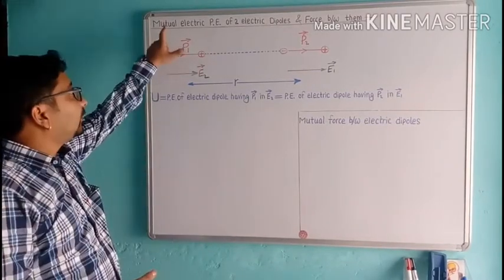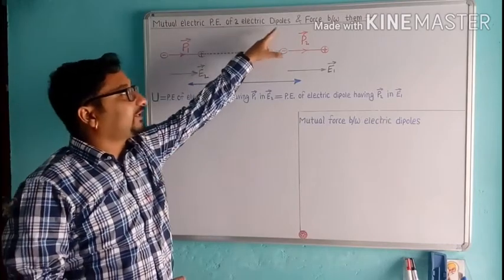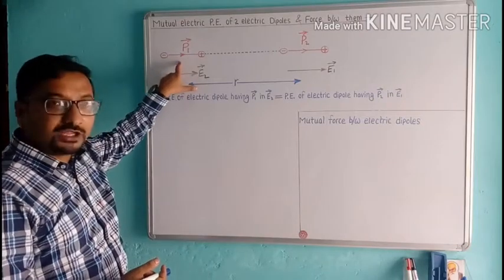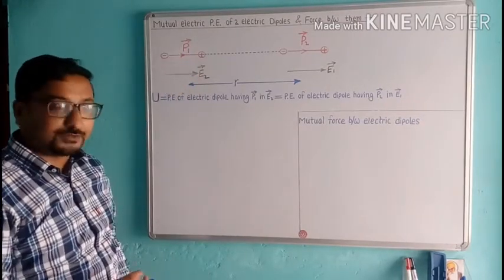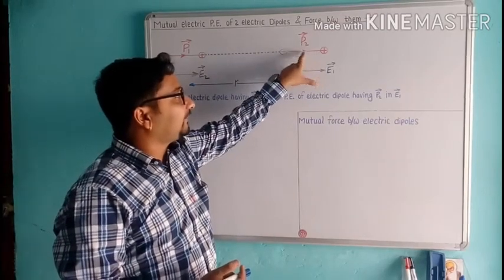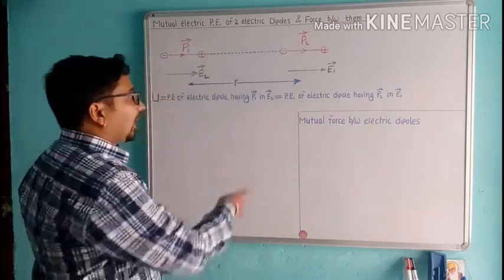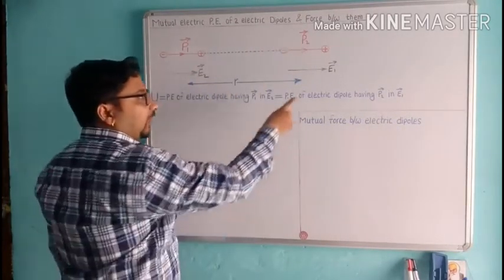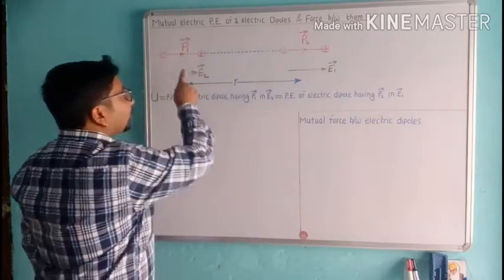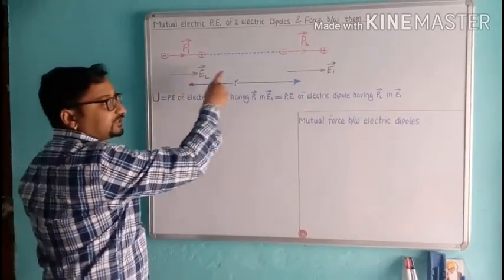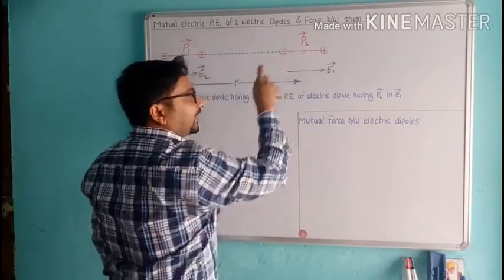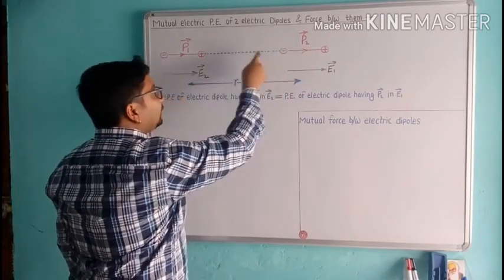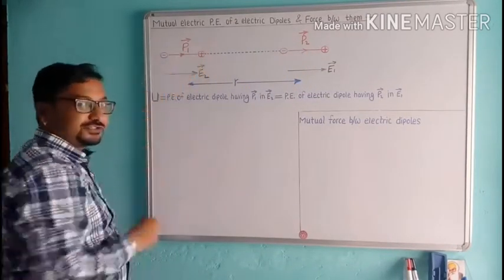Today we will discuss mutual electric potential energy of two electric dipoles and force between them. Now suppose this is our electric dipole having dipole moment P1 and this is another electric dipole having dipole moment P2, and R is the distance between their centers. Okay, now E1 is the electric field produced by this electric dipole in which this electric dipole is placed, and E2 is the electric field produced by this electric dipole in which this electric dipole is placed.